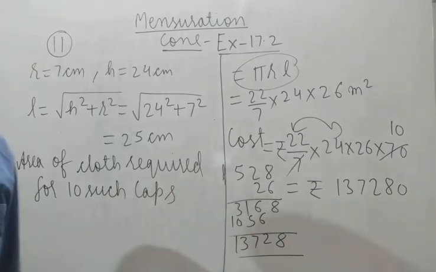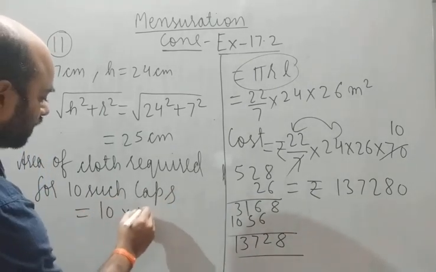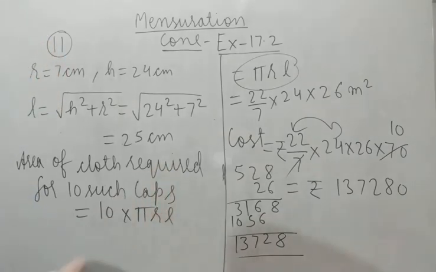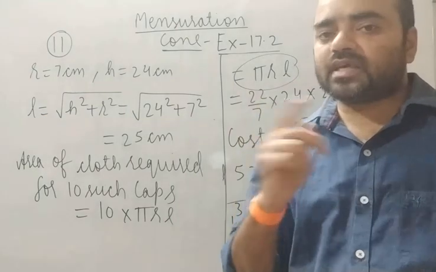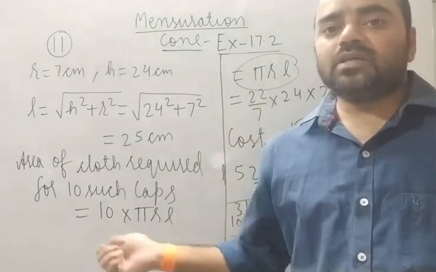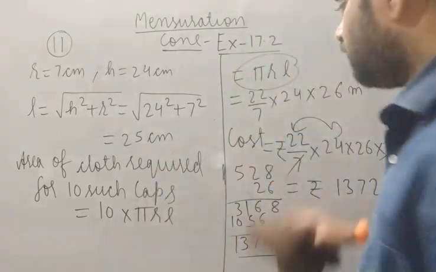For one cap, it is pi RL. So for 10 caps, 10 into pi RL. Correct? For one cap, what is the cloth used for making the cap? Only its curved surface, that is pi RL. So for 10 caps, 10 into pi RL. Correct? Now substitute all the values.